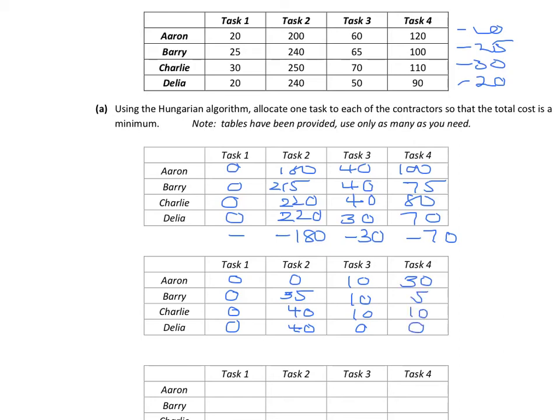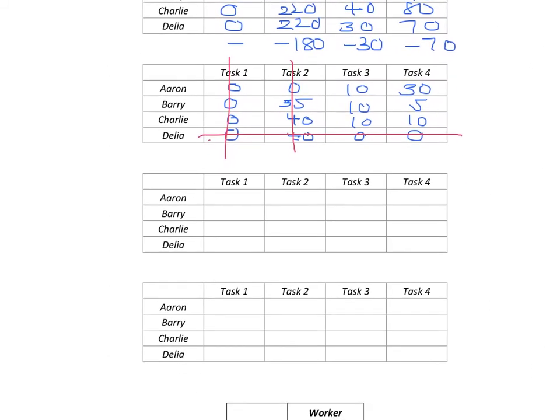So at this point I want to test with my lines. So I need to cross out the zeros using the minimum number of lines possible. So down the first column will be nice and easy. I'm going to go across this bottom row here, and I'm going to cross out that 0 there. Now I've only used 3 lines to allocate 4 tasks, so I need to move on with my process and go a bit further.